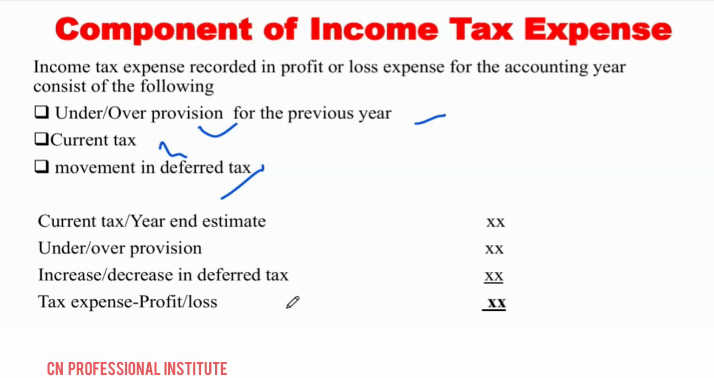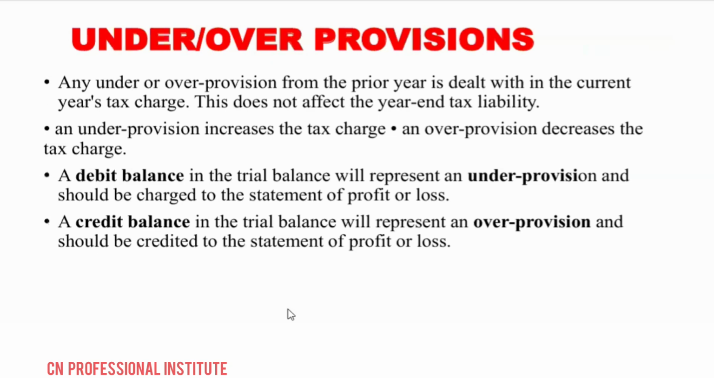Good. So let's pick the first element, over and under provision from the previous year. When we are done with that, we'll come and pick current tax, and then finally we'll pick the movement in deferred tax. We'll look at all these elements, put them together, and get our income tax expense for the year, the figure that we record in the profit or loss account, right? So let's start. Over or under provision, and this is normally from the previous year.